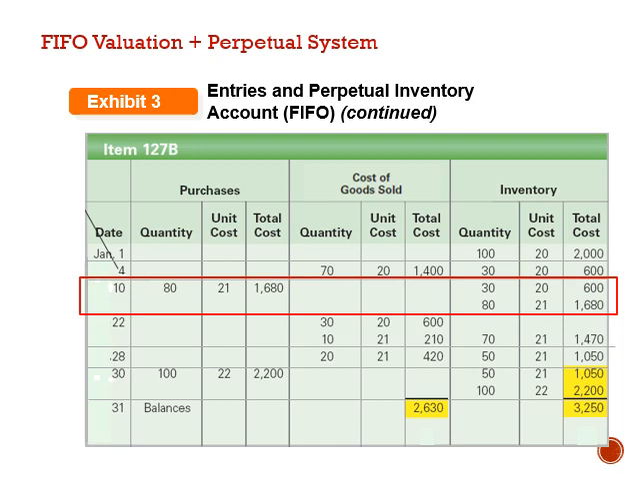On 10th of January, there is a purchase of 80 units at $21 per unit. Therefore, at the end of the day, we have a total of 110 units of goods at a total cost of $2,280.